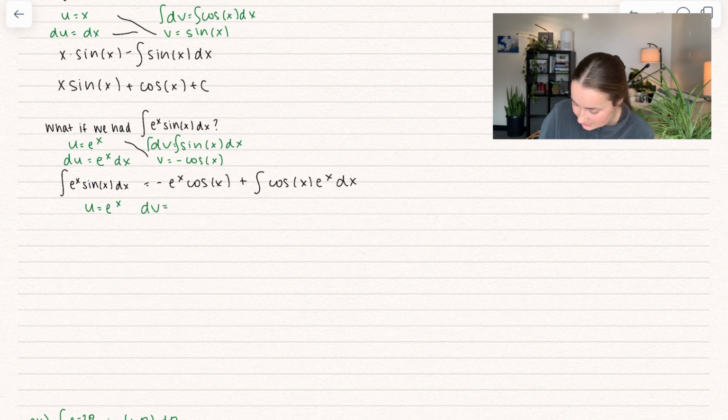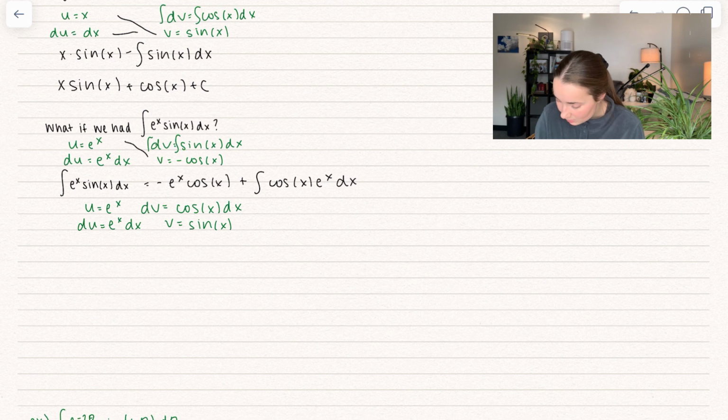So here dv is going to be equal to cosine of x dx. So let's go ahead and go through this. We get du is equal to e to the x dx. And when we integrate both sides, we get v is equal to sine of x. So we have what our integral is equal to. I'm just going to copy paste it. Okay, I just copy pasted that first part.